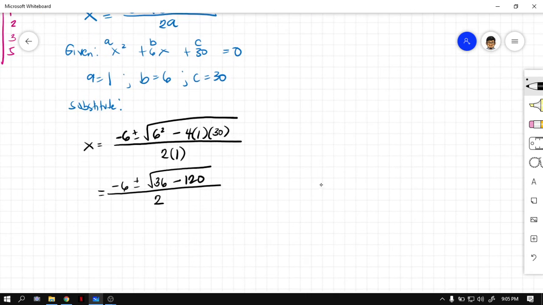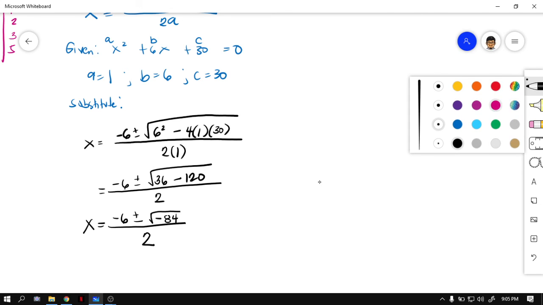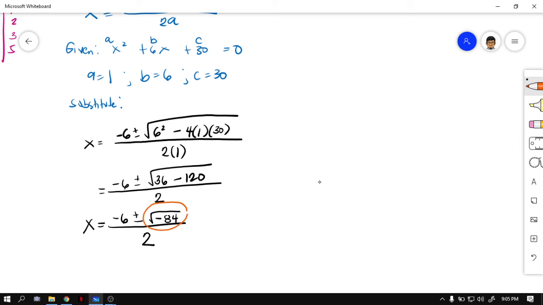Next, we have negative 6 plus minus 36 minus 120 is negative 84 divided by 2. Now next, let's go back with your idea with discriminant. The discriminant is usually found inside the square root. Okay? So, we have square root of negative 84.